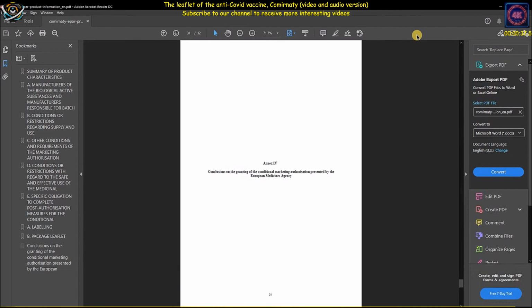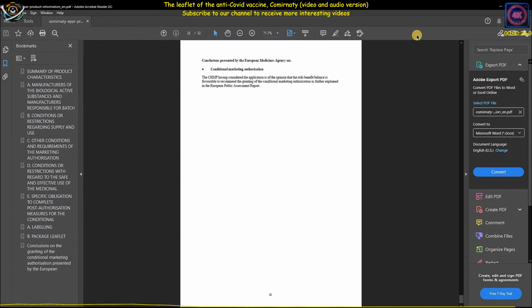Annex 4. Conclusions on the granting of the conditional marketing authorization presented by the European Medicines Agency. The CHMP, having considered the application, is of the opinion that the risk-benefit balance is favorable to recommend the granting of the conditional marketing authorization, as further explained in the European Public Assessment Report.